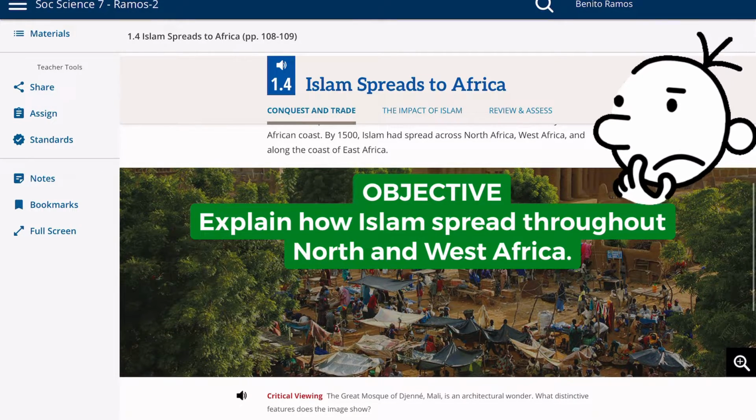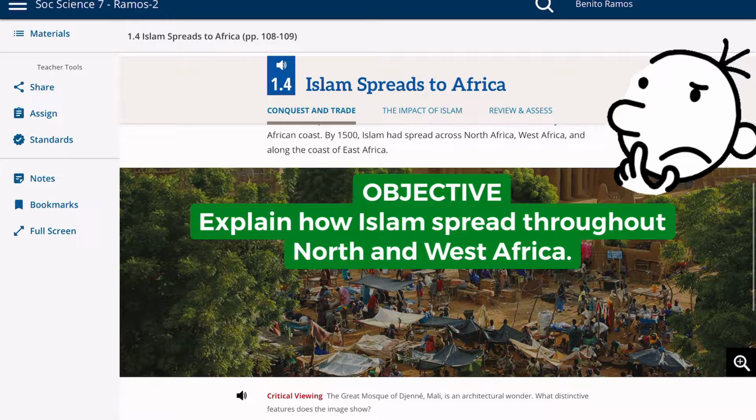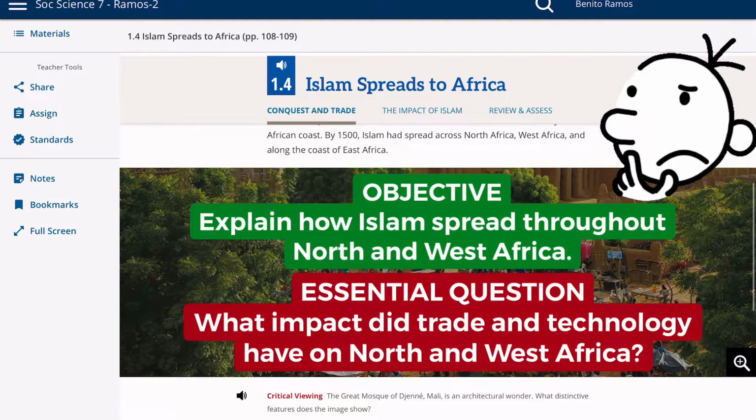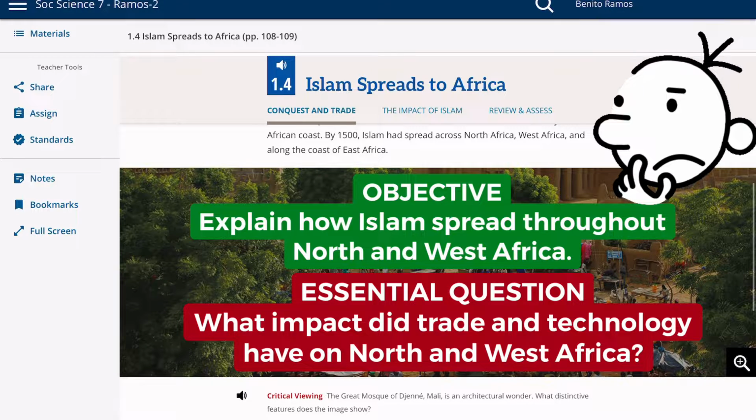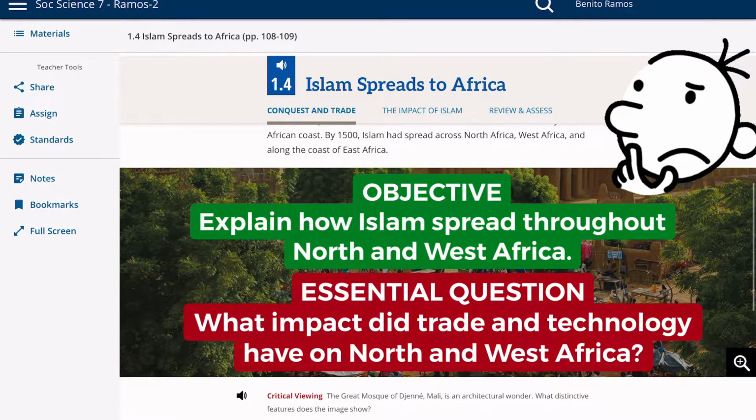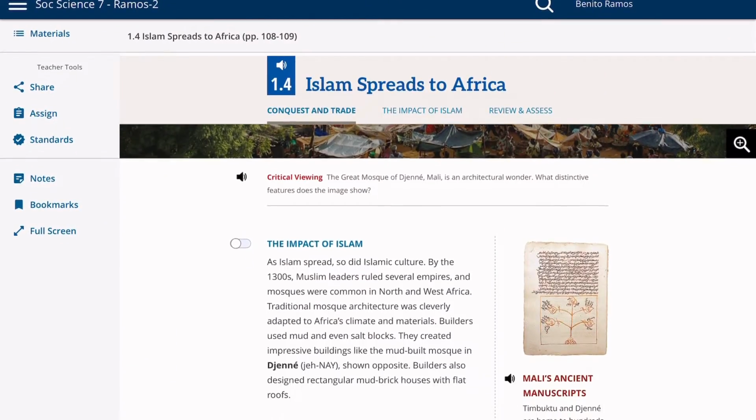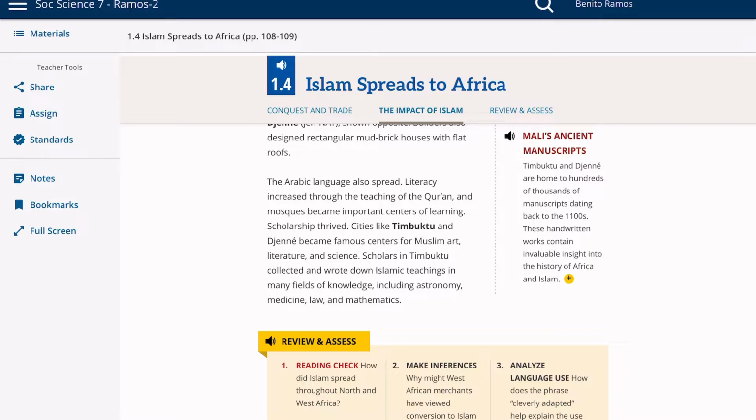The objective of this lesson is to explain how Islam spreads throughout North and West Africa. And the essential question of this chapter is what impact did trade and technology have on North and West Africa? As trade continued to grow throughout North and West Africa, so did the religion of Islam. Lesson 1.4 discusses the cultural impact of Islam on the region.